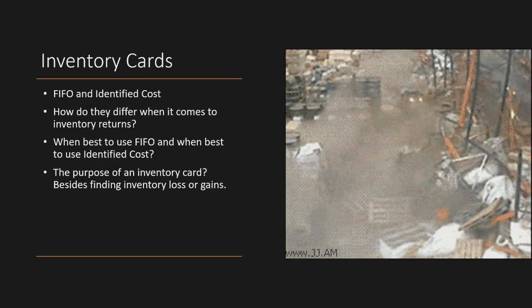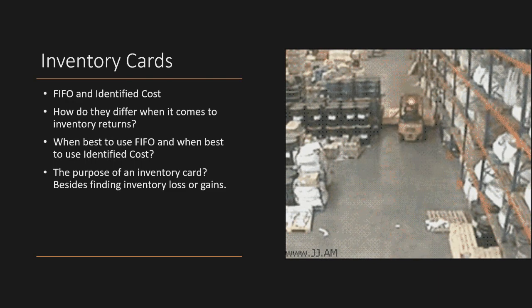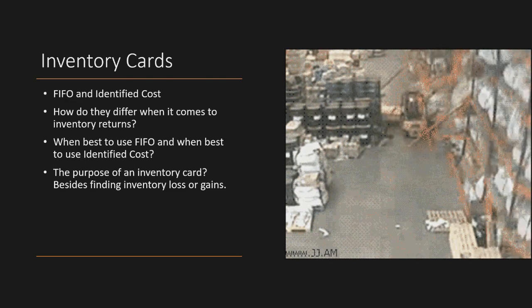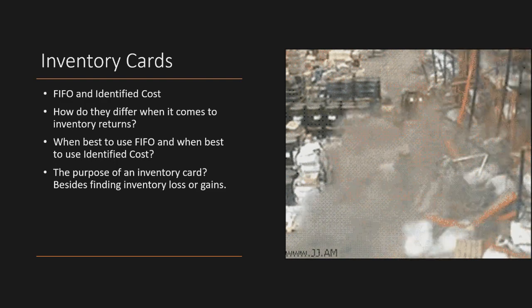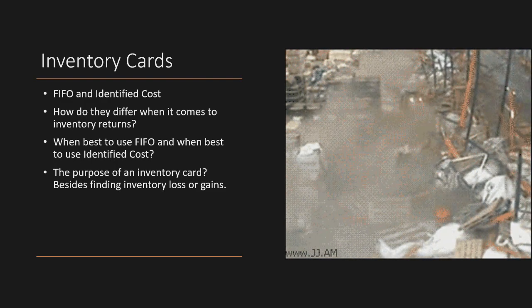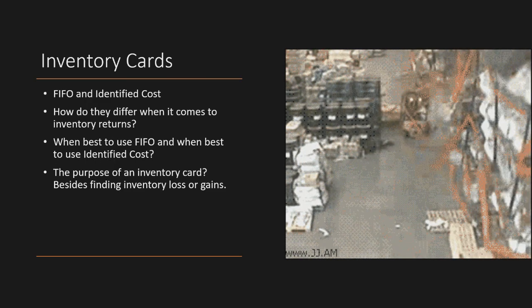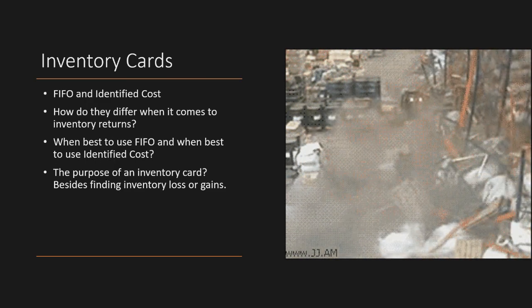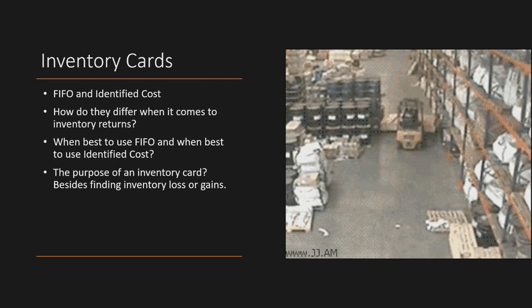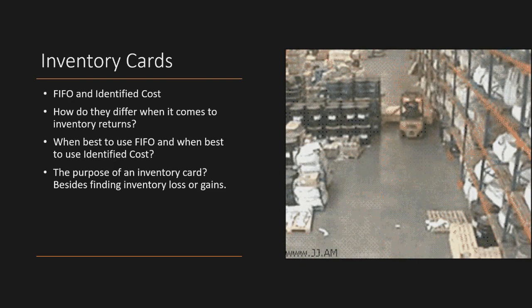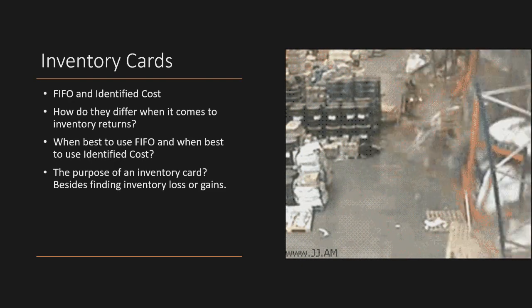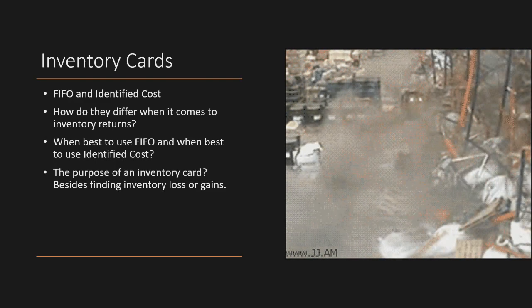It's a popular topic. Students generally do really well in this section, but please make sure you know the difference between FIFO and identified cost. And also make sure you know how they differ when it comes to inventory returns. For example, with FIFO, when inventory is being returned to the business, you need to return it at the newest price before you work your way to the oldest price.